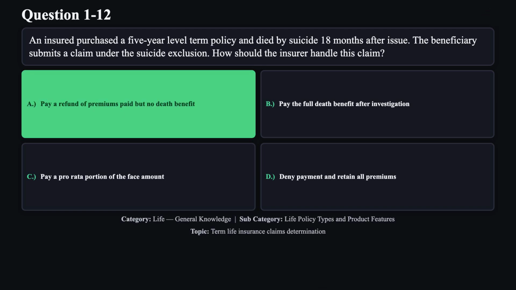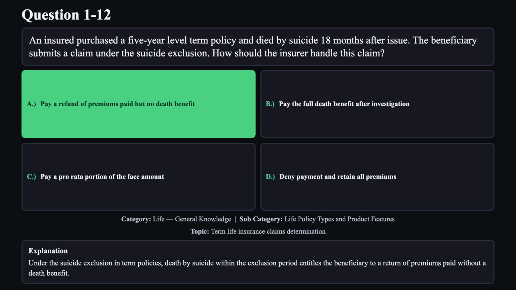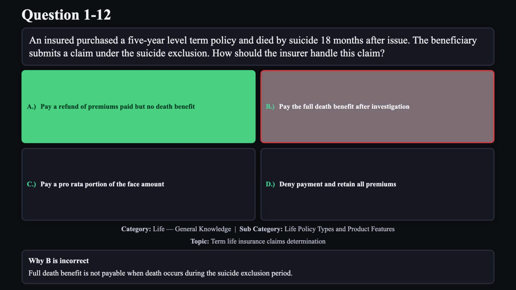The correct answer is A. Under the suicide exclusion in term policies, death by suicide within the exclusion period entitles the beneficiary to a return of premiums paid without a death benefit. Reason B is not correct. Full death benefit is not payable when death occurs during the suicide exclusion period.